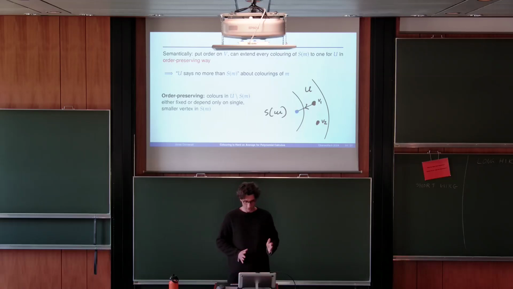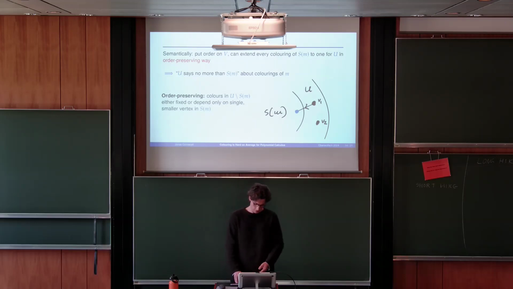And again, this is very vague, but essentially what it says is that this larger set U doesn't really say anything more than S of M about the colorings of the vertices mentioned by the monomial, that is, about assignments to the monomial itself. And what order preserving means in this context is that the colors outside of S of M should be either fixed in advance before you assign anything to S of M, or they should depend only on one single smaller vertex in S of M.